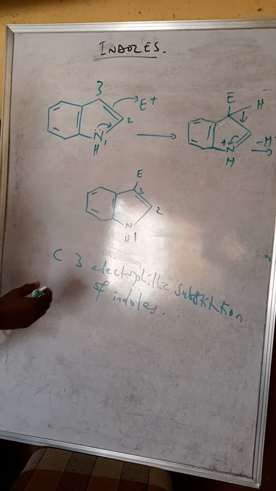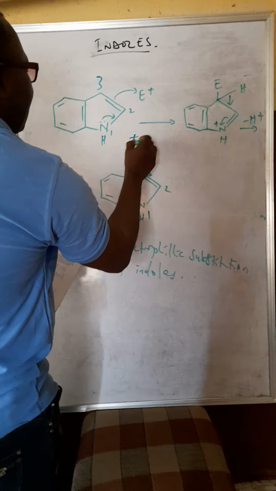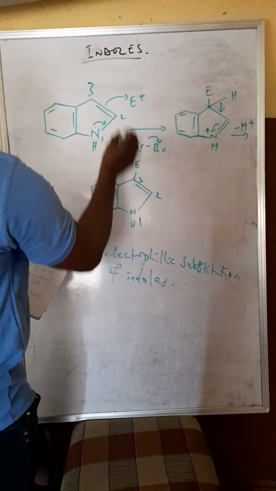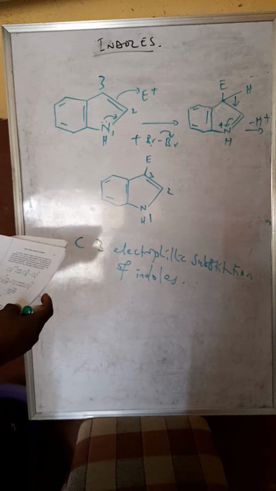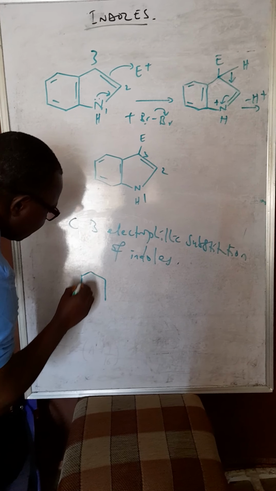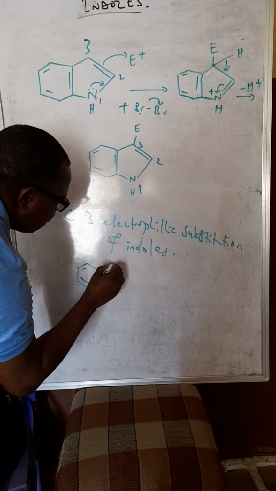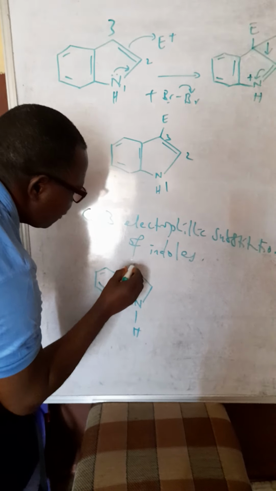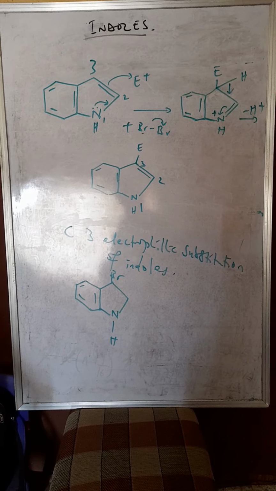So if you have a reaction of indole with bromine, you can react this indole with Br. So this part will be an electrophile that can react. So at the end of the day, you are going to have bromine substitution at the carbon 3 position. The bromine will be substituted at the carbon 3 position. So you have bromine being substituted at the carbon 3 position.